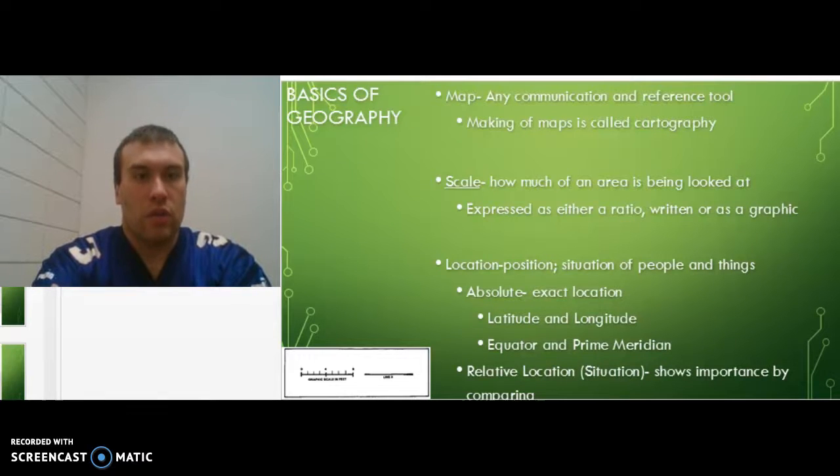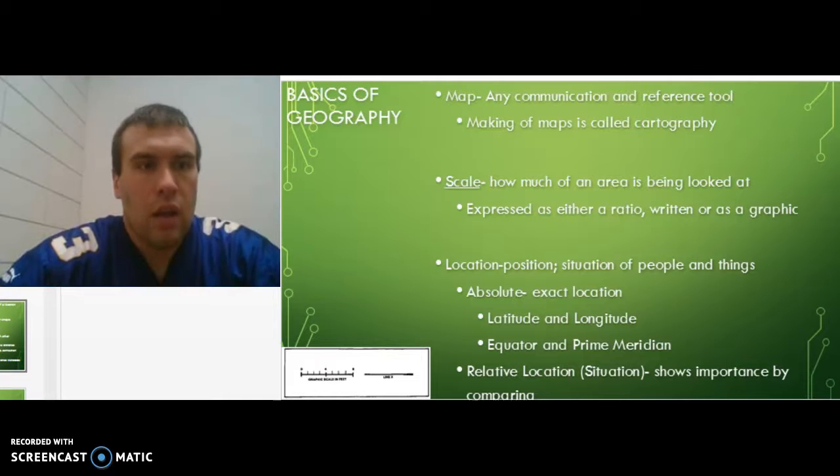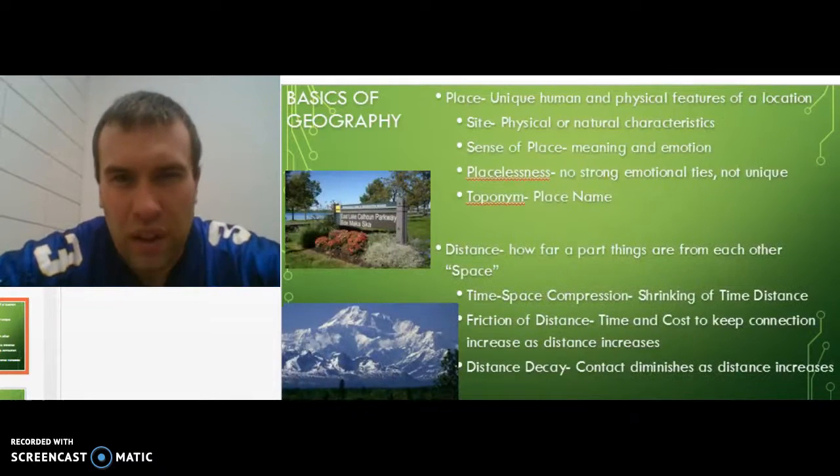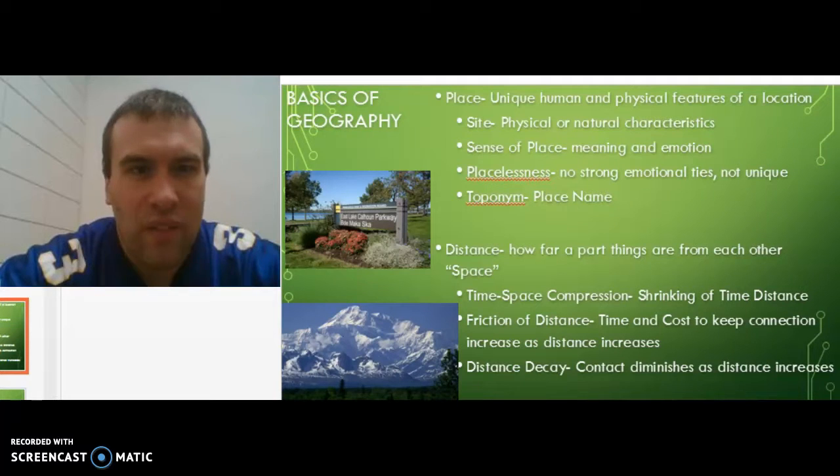So relative location is also a person's situation: where are they compared to something else? All right, so absolute location and relative location are the two ways to tell a person's location. Next, let's go to place. Place is the unique human and physical features of a location. A site is the physical characteristics of a place, like the wind, the air, the water. What do you have access to at a specific location?